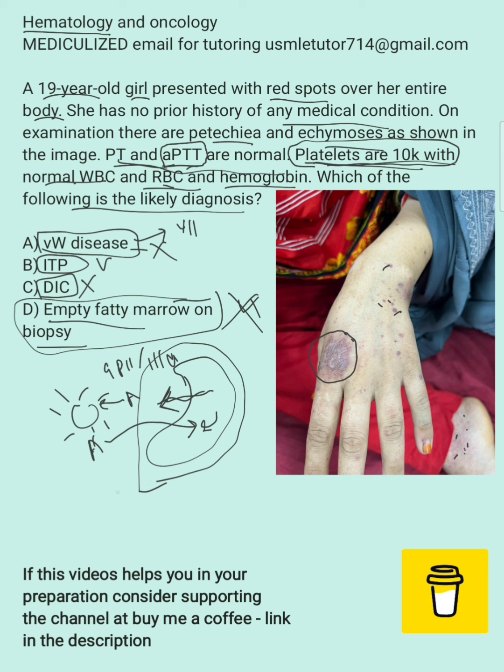So then how do you kind of treat ITP? So ITP, remember, if the platelet count is greater than 30,000 and there are only cutaneous symptoms, you observe. If it is less than 30,000 platelet count and there is bleeding or cutaneous symptoms, then you treat. So this patient should be treated because the platelet count is less than 30,000.